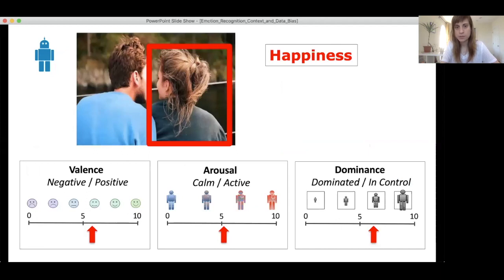Some more qualitative results here, and let me highlight this one where I think that the information in this case comes basically from the context because you don't see the face here. You can estimate the pose, but you don't see the face. And the system here recognizes happiness.